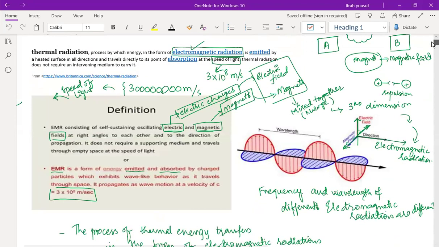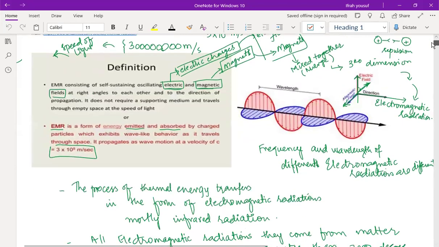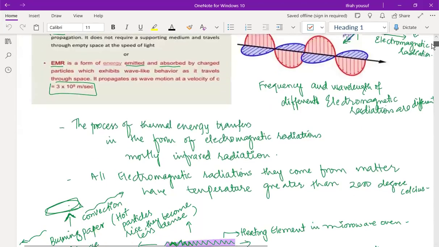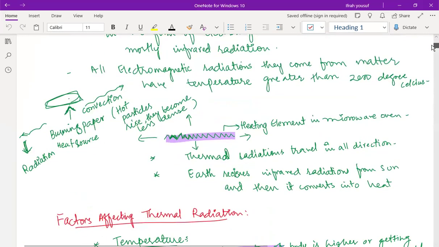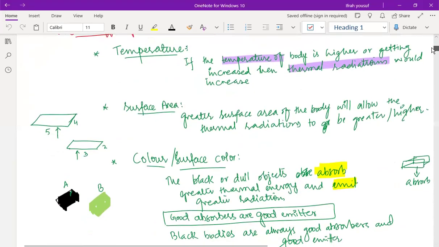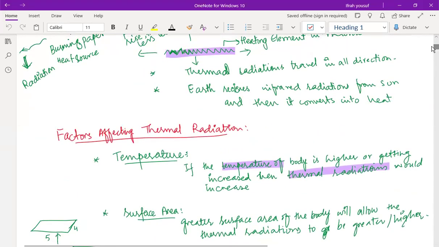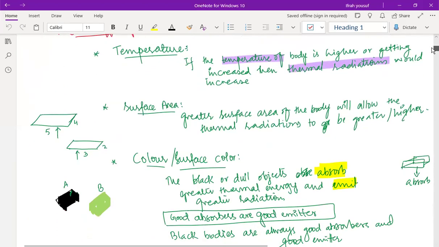So we started off with thermal radiation, right? And we discussed the definition of the electromagnetic wave as well. We discussed that frequency and wavelength of different electromagnetic radiations are different, and their uses are also different, right? We also had a discussion around temperature, surface area, and color texture.